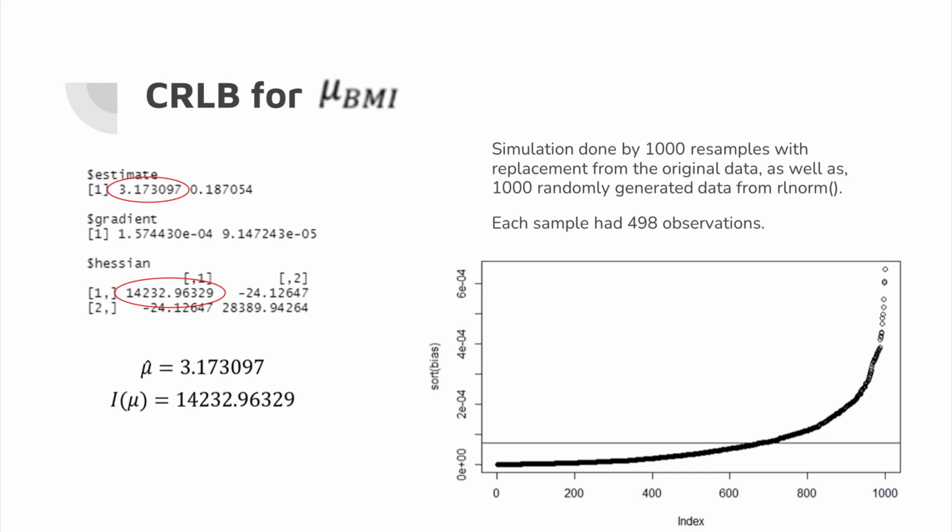0.00007. We also performed a simulation by taking 1,000 samples with replacement from the original data, as well as 1,000 randomly generated data from a log normal. Each sample had 498 observations. For each sample, we computed an estimate of the average, as well as the squared difference with a previously calculated estimate. We can see from the graph that around 70% of the samples have a lower bias than the CRLB of 0.00007.